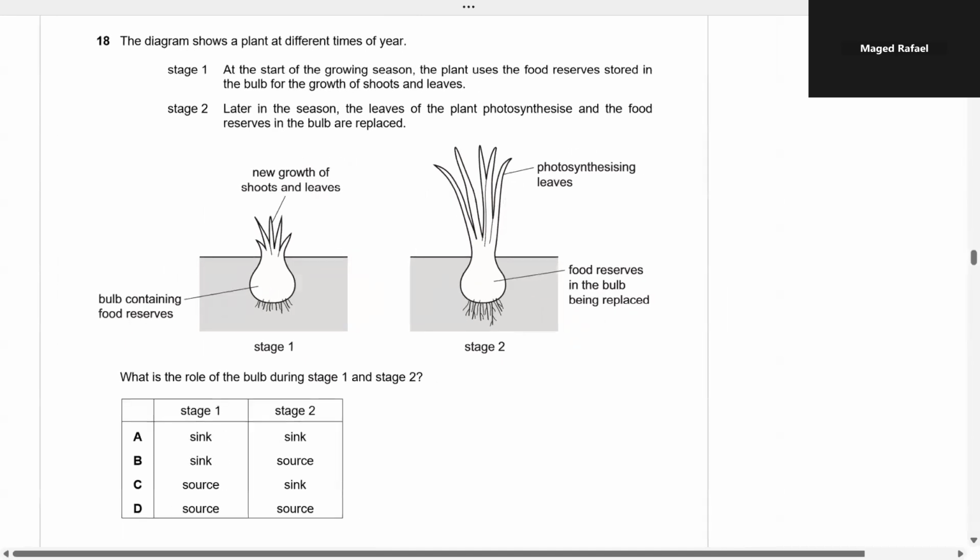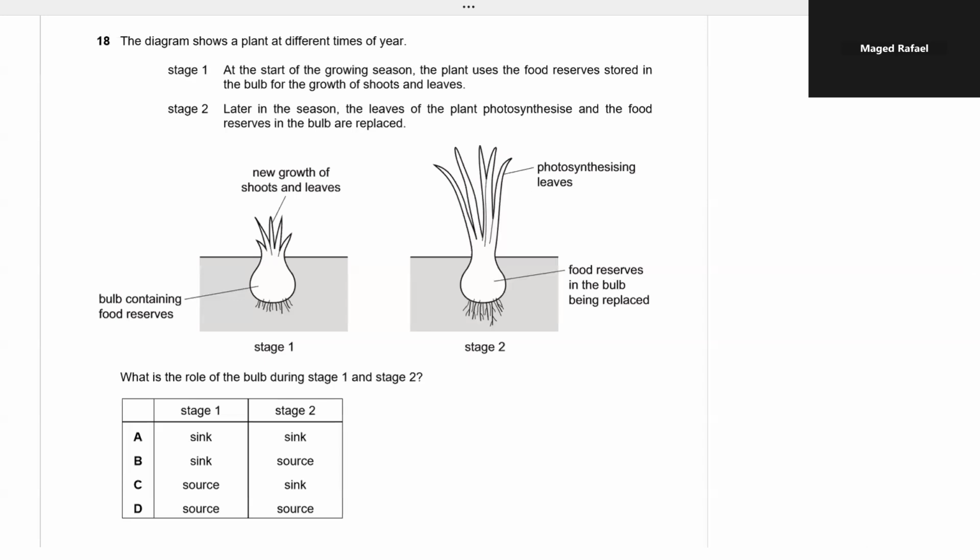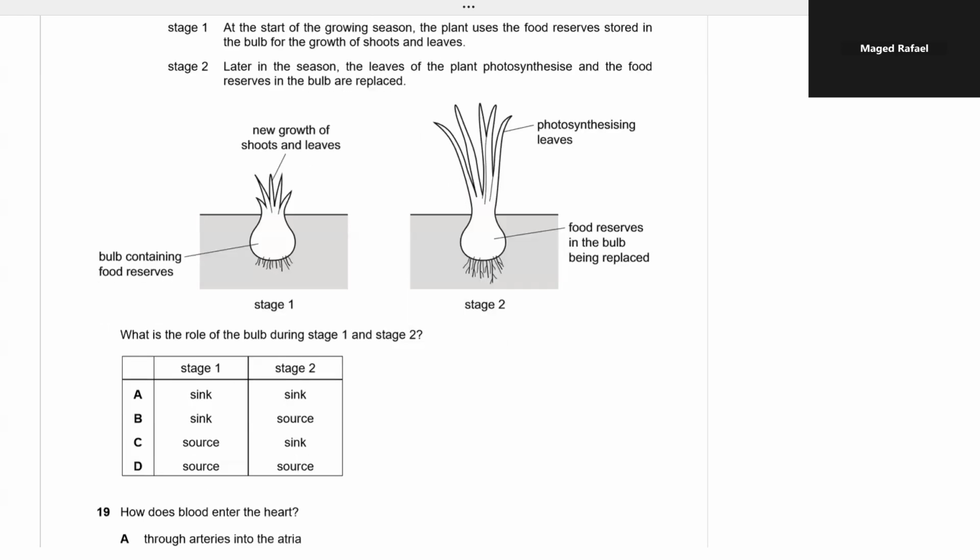If you take a look at the stages, you will definitely decide the role of the bulb during stage 1 and stage 2. In stage 1, the plant uses the food reserves stored in the bulb for the growth of shoots and leaves. So with no doubt, in stage 1 the bulb is the source because we are using this. In stage 2, it will receive the amount of food. So the answer is sink, which is in stage 2. The answer is C, I mean.